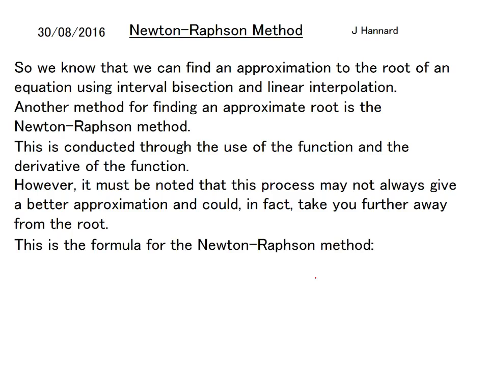This is the formula for the Newton-Raphson method. So x_(n+1) equals x_n minus f(x_n) over f'(x_n). So you're putting it through the function, minus the normal over the derivative. That's how I remember it.